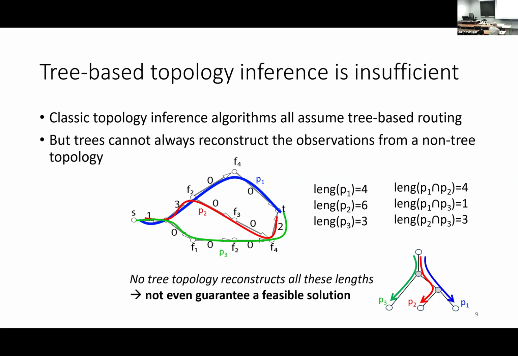What I'm trying to say is that even if you ignore the estimation error, if you limit your solution space to trees as is traditionally assumed in the literature, once your ground truth topology deviates from tree-based routing, you cannot even guarantee a feasible solution, meaning a weighted graph you reconstruct that simultaneously matches all the path metrics that you have inferred. Okay. So the conclusion is that no, you cannot just reuse the existing algorithm. You need a new algorithm. We need a new solution. So that's a negative result.